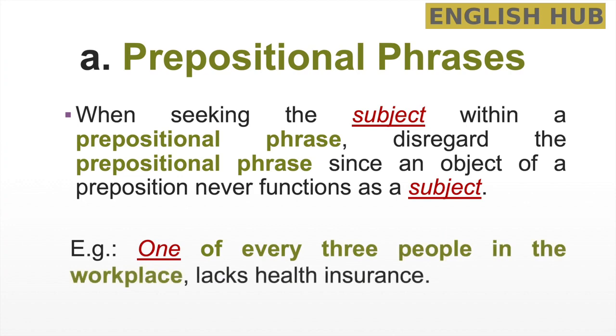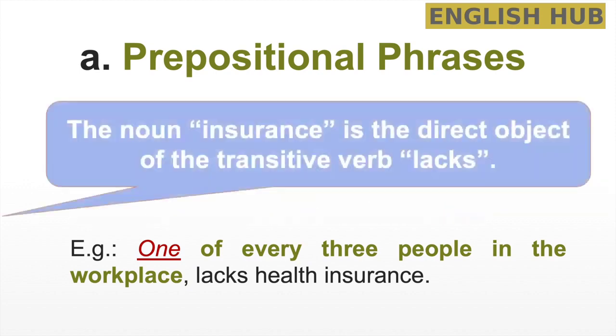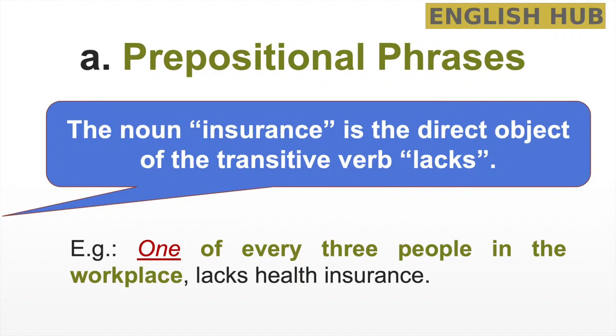Notice that one is the simple subject of our sentence here. Of every 3 people in the workplace is the prepositional phrase. Notice how there is agreement between one and the verb lack. The noun insurance is the direct object of the transitive verb lacks. Now, do not worry about the direct objects yet. We will discuss them later in the lesson.